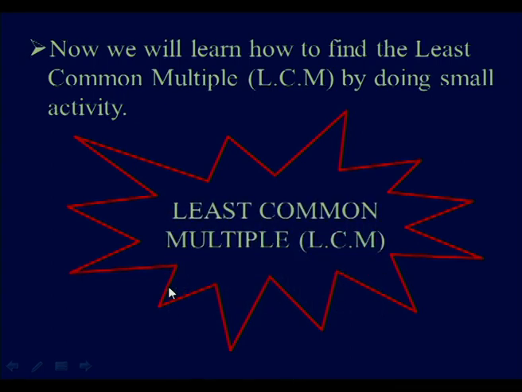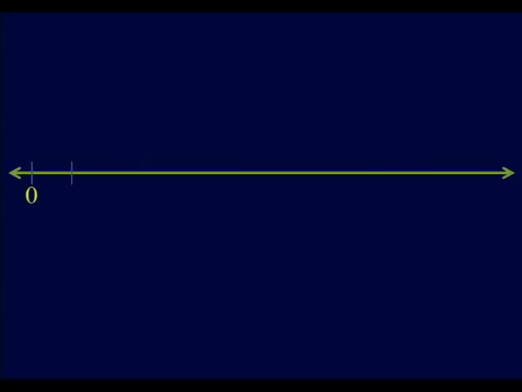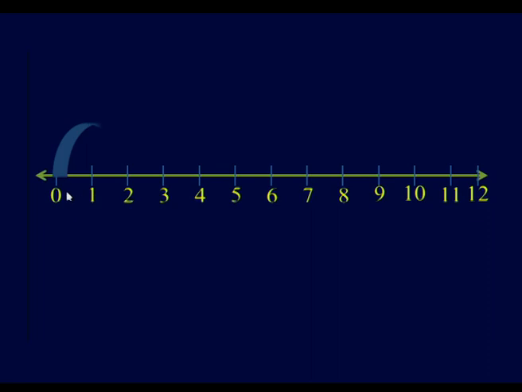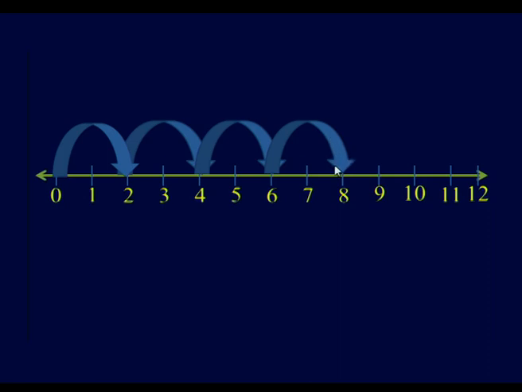Next, now we learn how to find the least common multiple, that is LCM, by performing a small activity. I have considered a number line, and as you can see here 0, 1, 2, 3, 4, 5, 6, 7, 8, 9, 10, 11, 12. First I will consider all the multiples of 2. 2 ones are 2, 2 twos are 4, 2 threes are 6, 2 fours are 8, 2 fives are 10 and 2 sixes are 12.